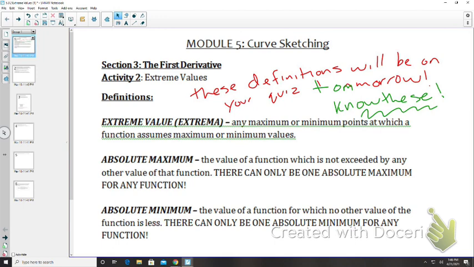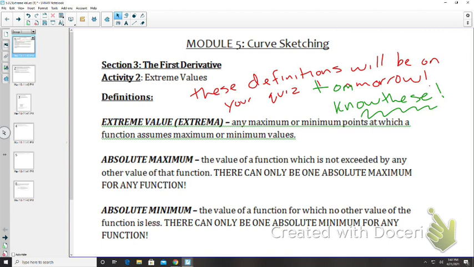This is the value of a function which is not exceeded by any other value of that function. There can only be one absolute maximum and only one absolute minimum value for any function, okay? A relative maximum or minimum is when it's bending up and down, but it's not at the absolute maximum. It can also be both the relative maximum and the absolute maximum. I'll show you an example. I know it's a lot of terminology, but it's not too bad once we actually look at it.